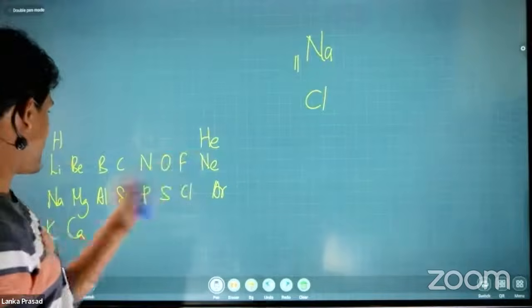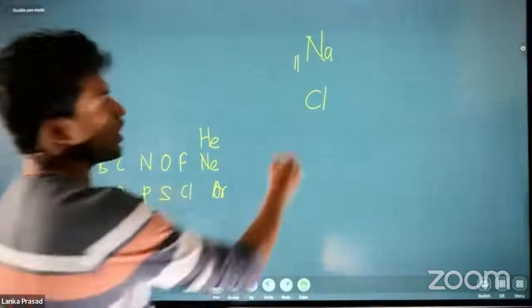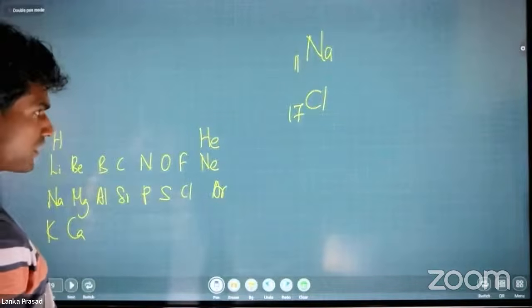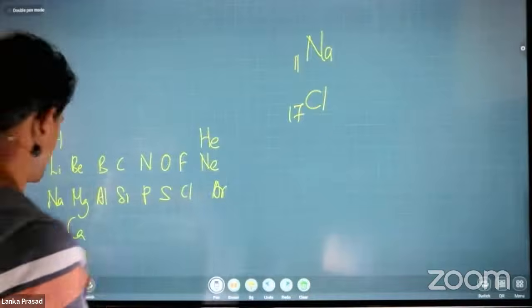1, 2, 3, like that. Yes, you can count it. Then you get 17. Yes, the position of chlorine is 17. Right. Now look at it.